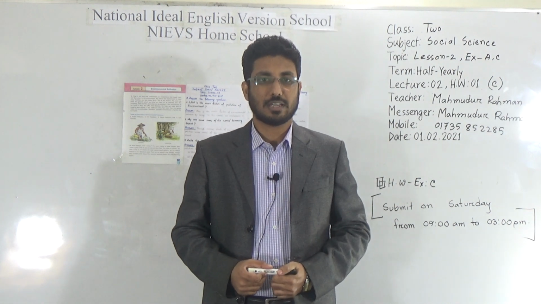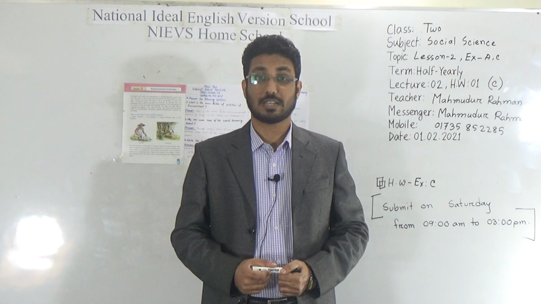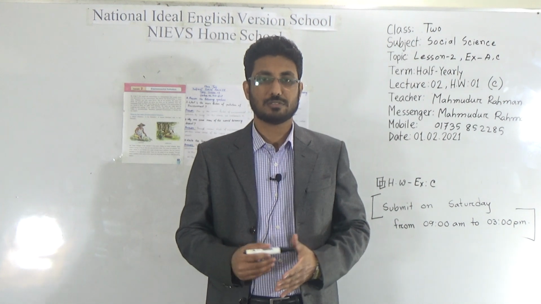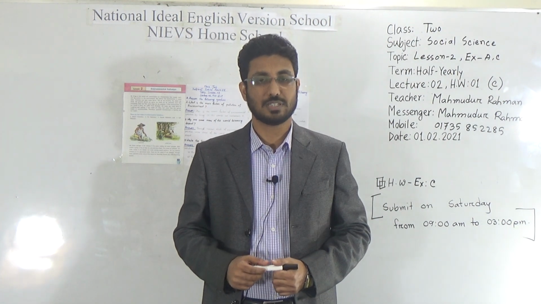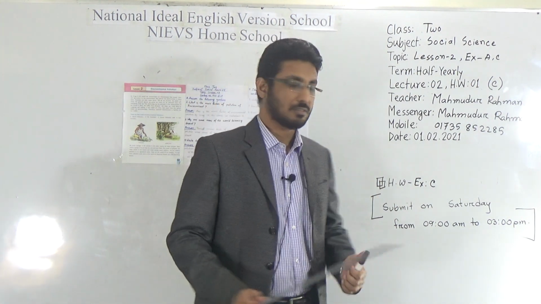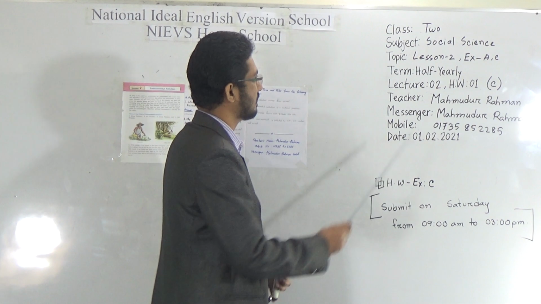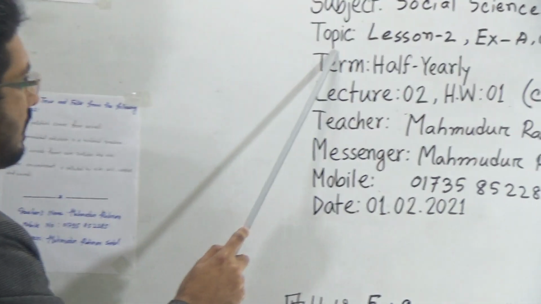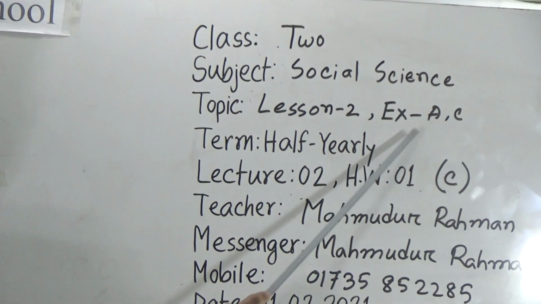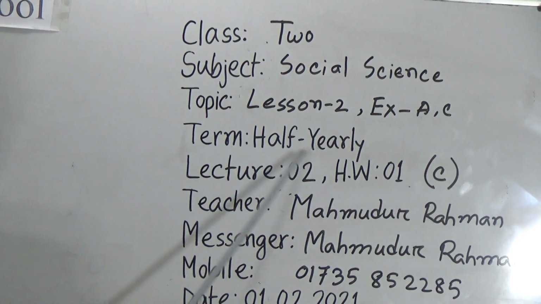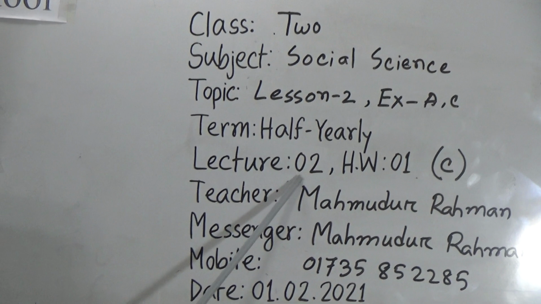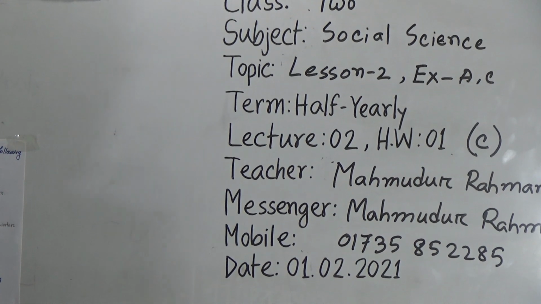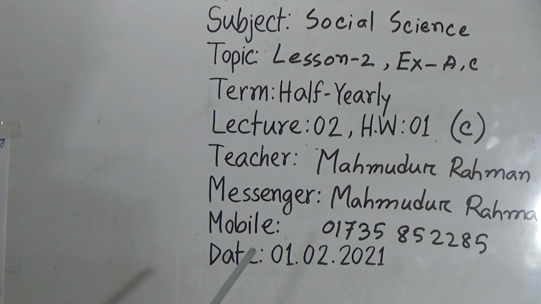Today I am going to take a social science class for the students of class 2. Our today's topic is lesson 2, and you will also have some exercises A and C. Okay, dear students, look at the board first. This is the class of class 2, subject social science, topic lesson 2, exercise A and C, term half yearly, lecture number 2 and HW number 1. That means from today you will be given homework to do at your home.